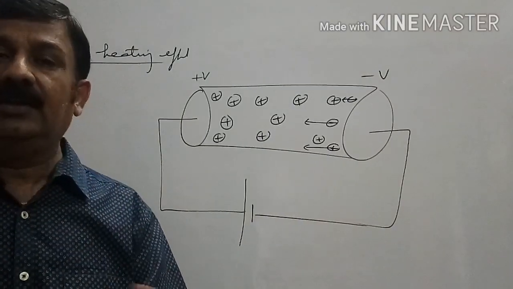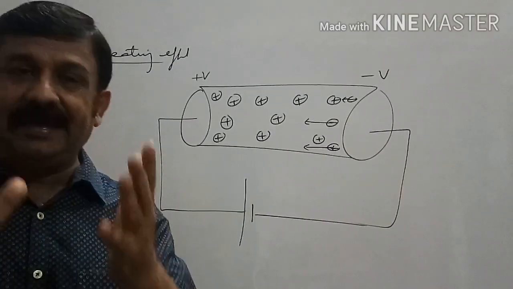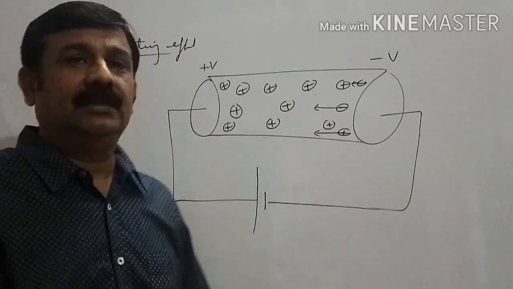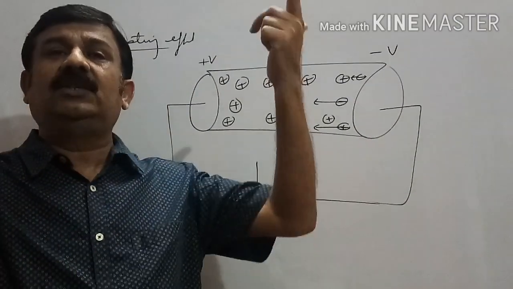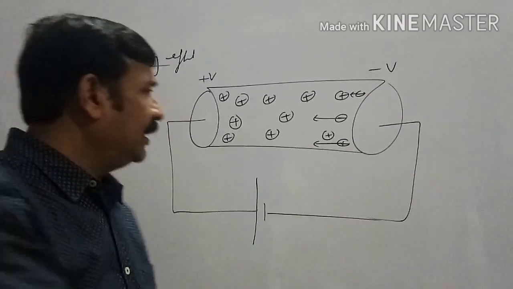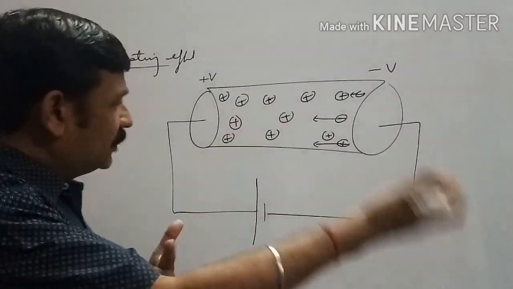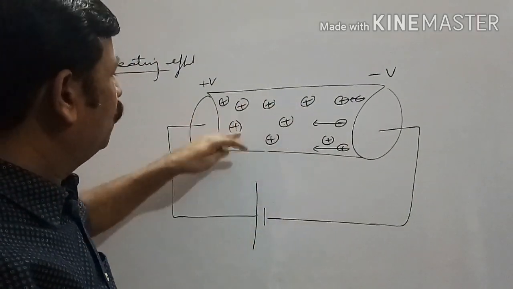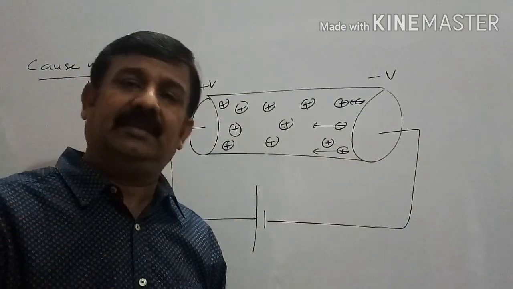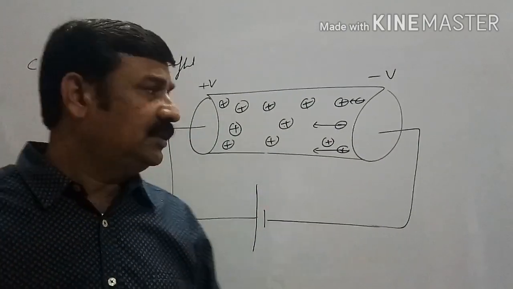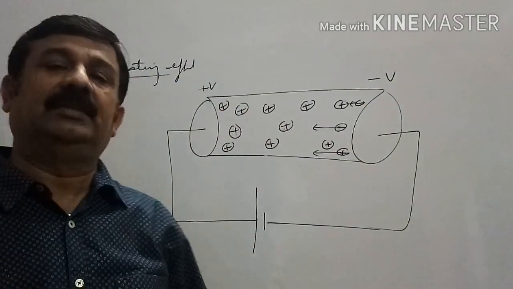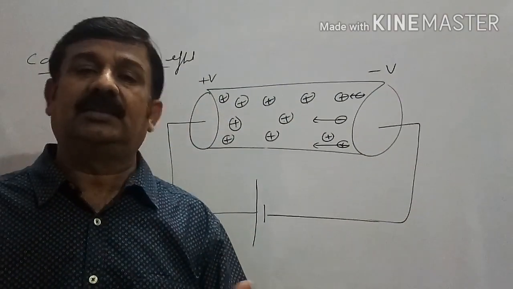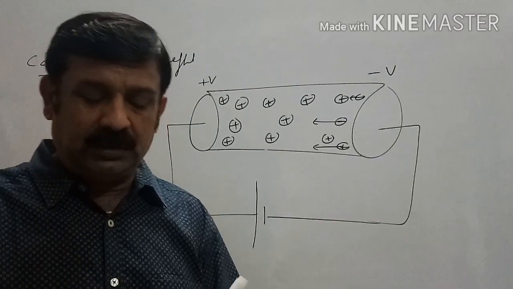Whatever kinetic energy they gained, they gave to the nuclei. When these nuclei absorb the energy given by the electrons, the temperature of these nuclei increases. Again an electron comes, strikes these nuclei, transfers its energy to them, and again the temperature increases. So in general we can say the temperature of these immobile positively charged nuclei keeps on increasing, and because of this the temperature of the whole conductor keeps on increasing. This was the explanation given by Joule regarding the cause of the heating effect. This is also called Joule's heating effect.